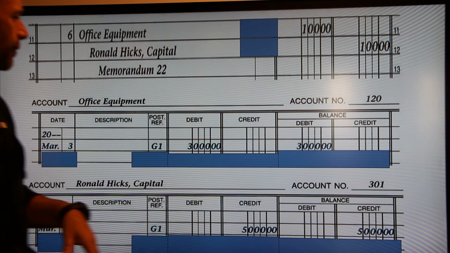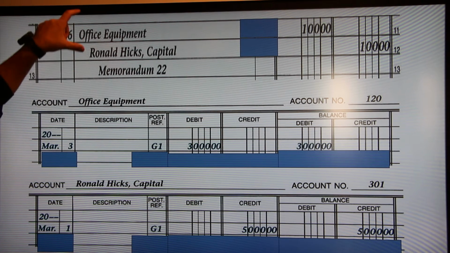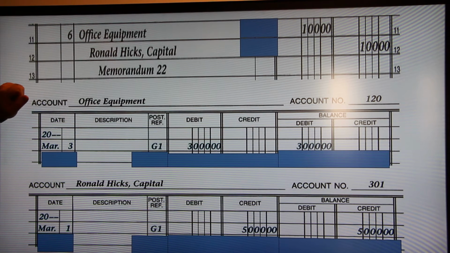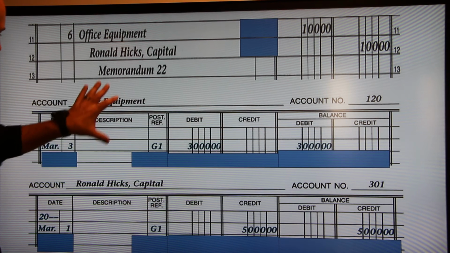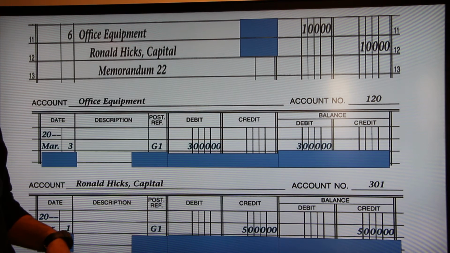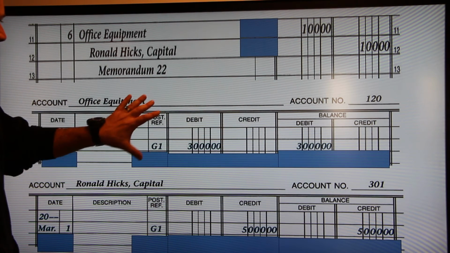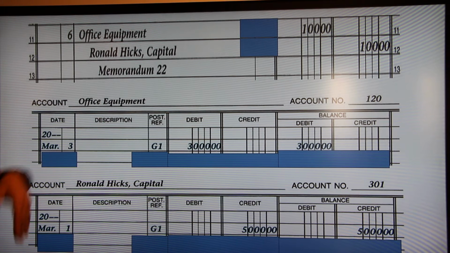So if you look up here, at the two accounts that were affected in the General Journal, page 1, we see that office equipment and capital were the two accounts that were affected. So what I did is I brought office equipment here and I brought capital here. Normally they're all listed in order and you have a long sheet, but so I can show you on the board, I pieced out office equipment and capital. So let's go ahead and start posting some of this information over.